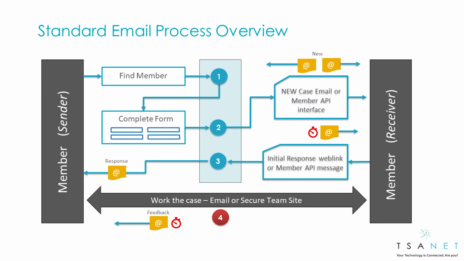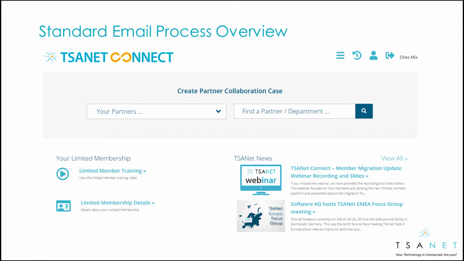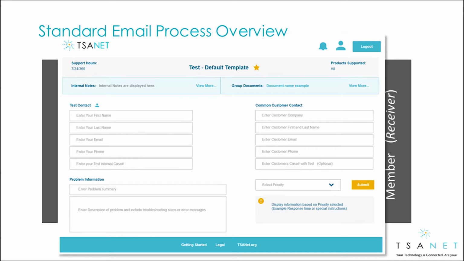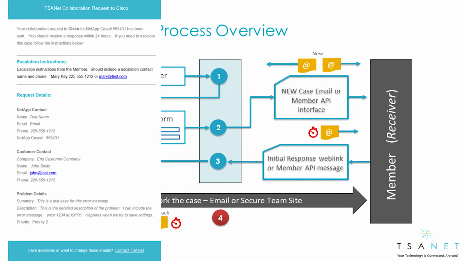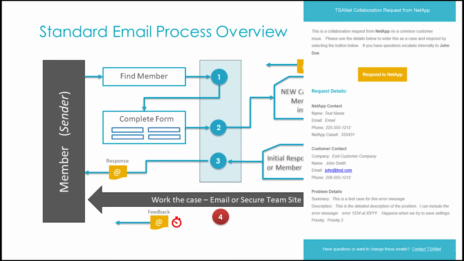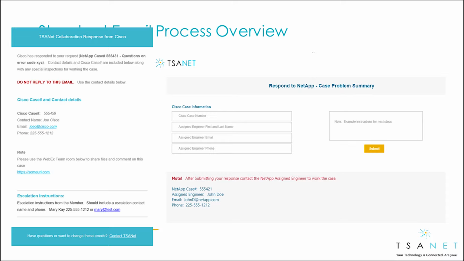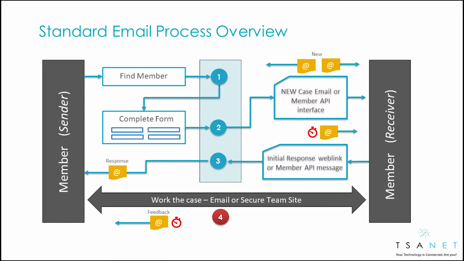So let's take a look at the end-to-end process to better understand how TSANet works. The sender logs into TSANet Connect and finds the partner. They'll fill out the process form, select a priority, then an email process completes that connection. The sender gets an email that includes SLA and escalation instructions to use if they need it. The receiver also receives an email with a button to respond to that request. The receiver responds to the sender, enters the case number, engineer's name, and contact details. The system will monitor the initial response, SLA, and trigger an escalation if needed.